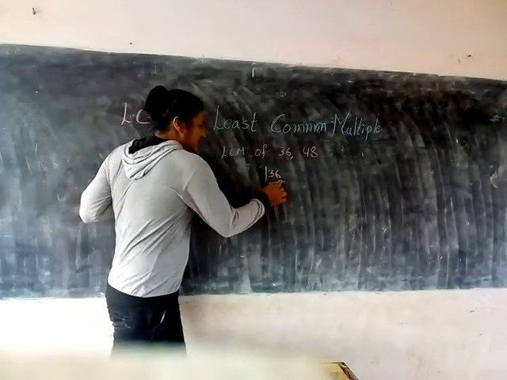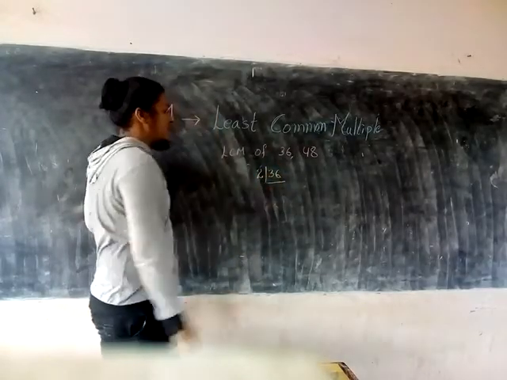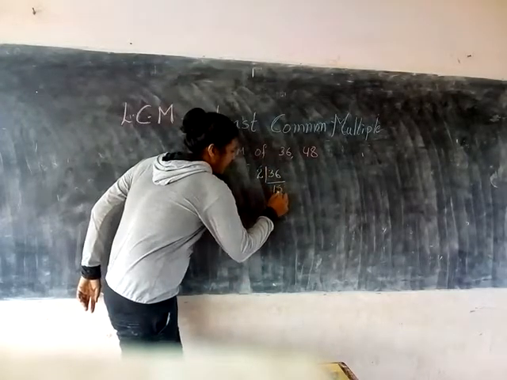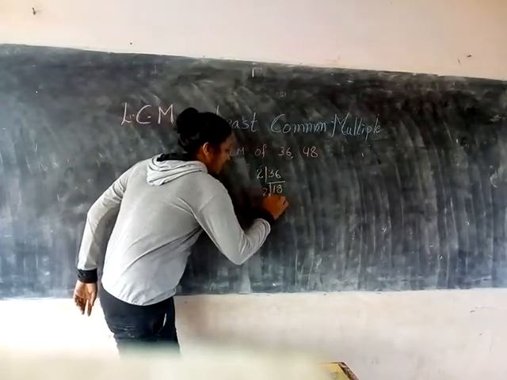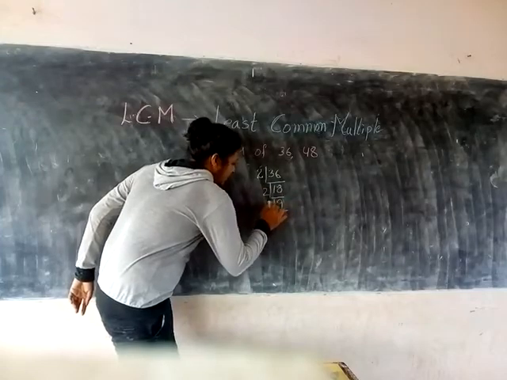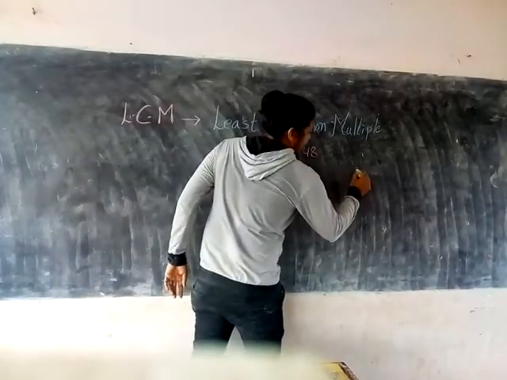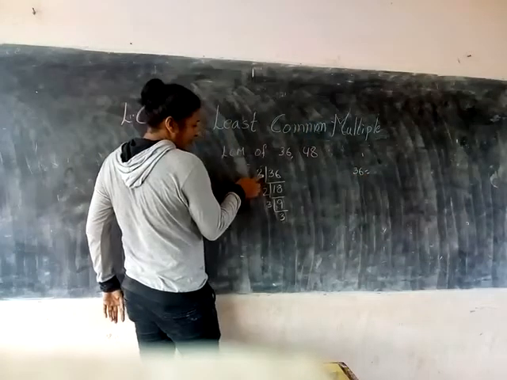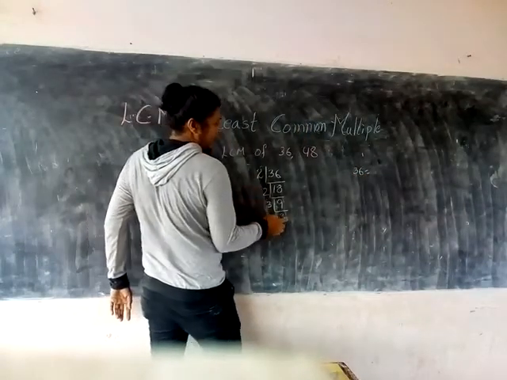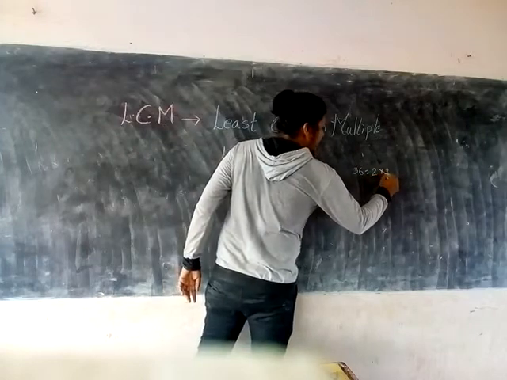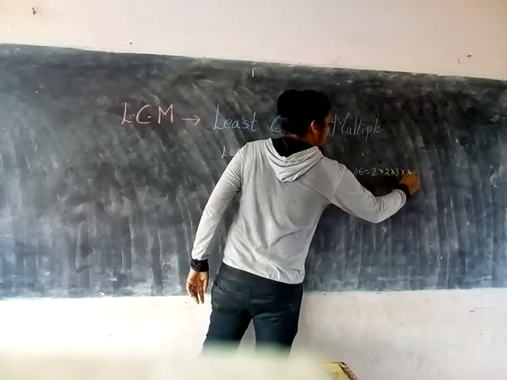So 36 is an even number. So it is in the 2 table. 2 18s are 36. Again in the 2 table, 9 times. Okay. Now 36 is equal to 2 into 2 into 3 into 3.